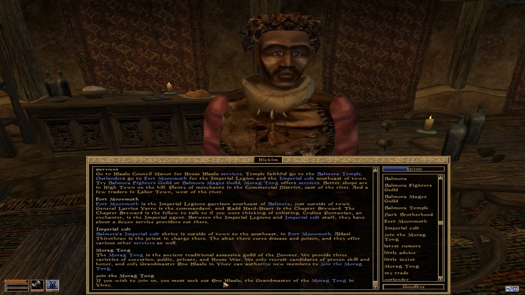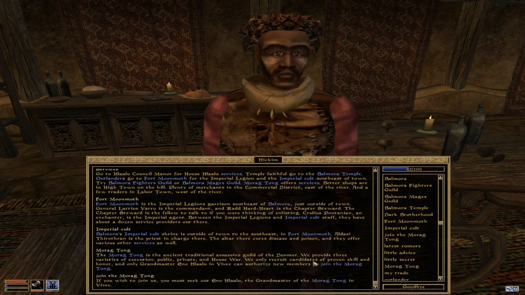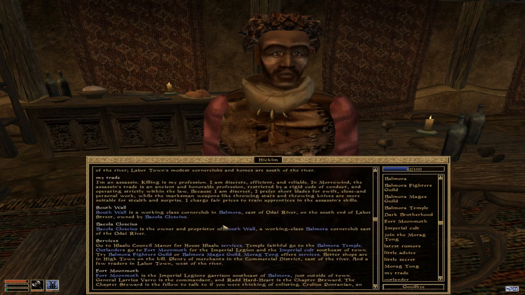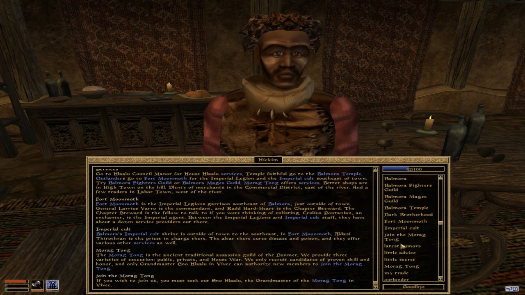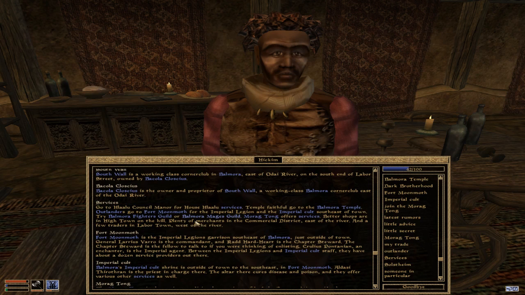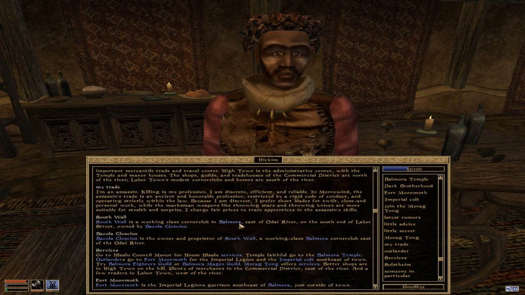It is interesting because his second name is Hlaalu, and there is a House Hlaalu. Is he the general of them, or maybe his family is the main family in House Hlaalu? They are worshipping them. I don't know. So what can we talk about now? South Wall. We've heard about that.